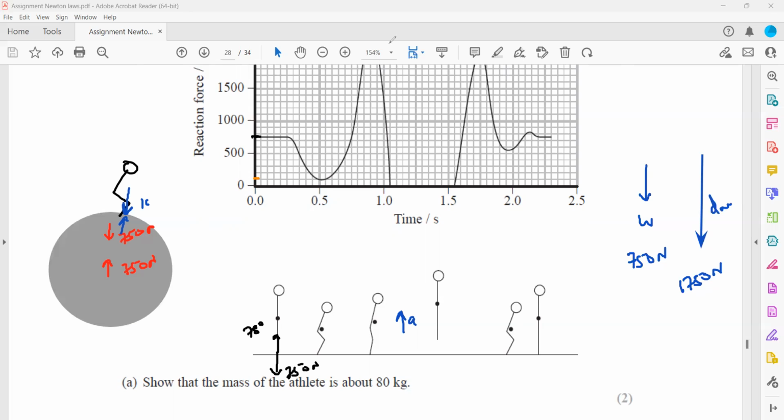So how much is the normal contact force according to Newton's pair force? If the total downward force is 2,500, the total upward force will also be 2,500. But when we check with reference to the earth, the ground is applying an upward force of 2,500 Newton, this force is more than the weight. So as a result, the forces are unbalanced. That's why this athlete will accelerate upward.